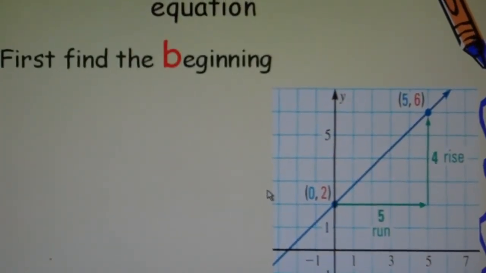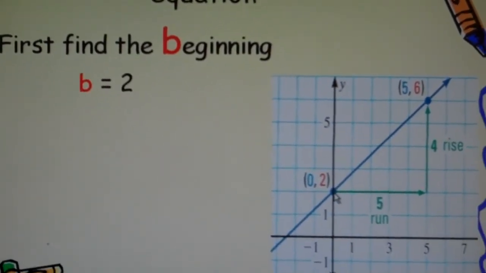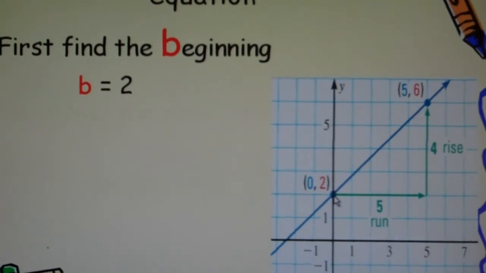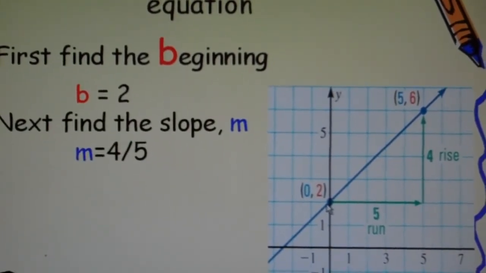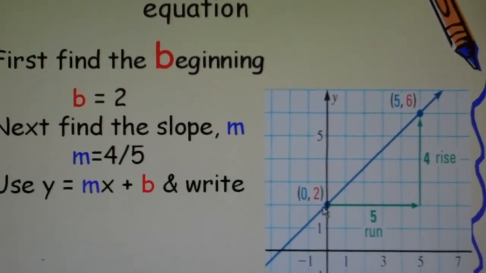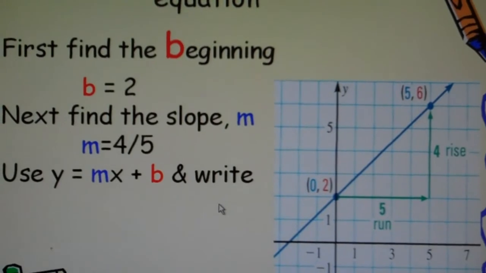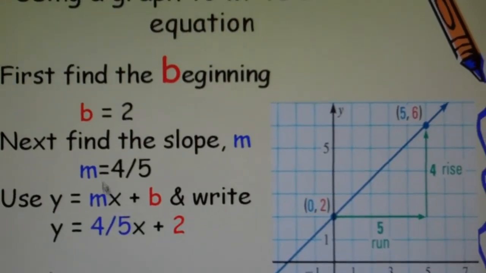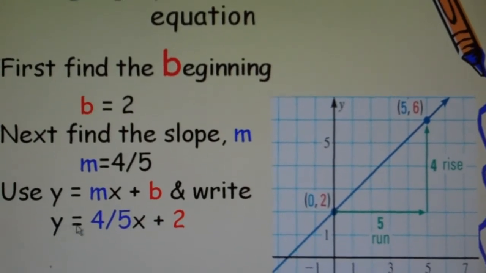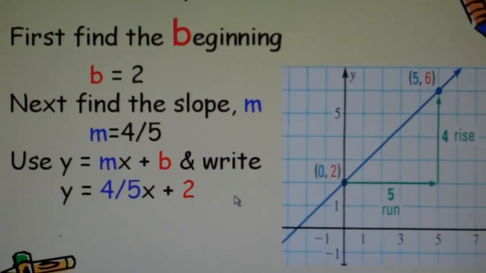Let's see what that looks like. Find the beginning, where we're going to begin. We find b equals 2. We find the slope, 4 over 5. We write the equation using y equals mx plus b. We just exchange these letters for the numbers we found, and we have the equation of this line, y equals 4/5 x plus 2.